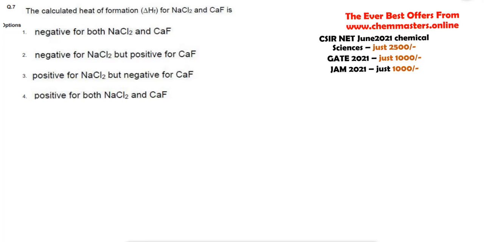Okay, now just come to the point of question. The calculated heat of formation for NaCl2 and CaF is... So just look at these ionic compounds. Are they normal? They are simply abnormal, because in nature we can see NaCl and CaF2 but not NaCl2 and CaF. Okay, right. So to give the answer for this question, I'm going to give the basic conceptual analysis.